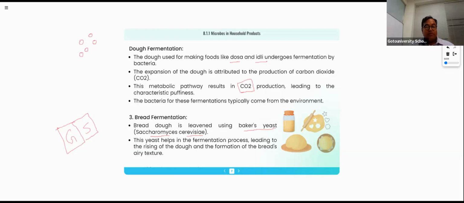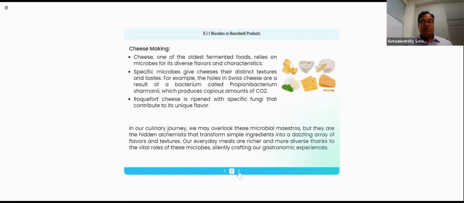Now, the next important point in making bread is carbon dioxide liberation by the fungus, yeast. Not all fungus can make bread, only certain fungus, and not all yeast. I told you Saccharomyces cerevisiae is used for making bread. Now the next important topic is the cheese making process.